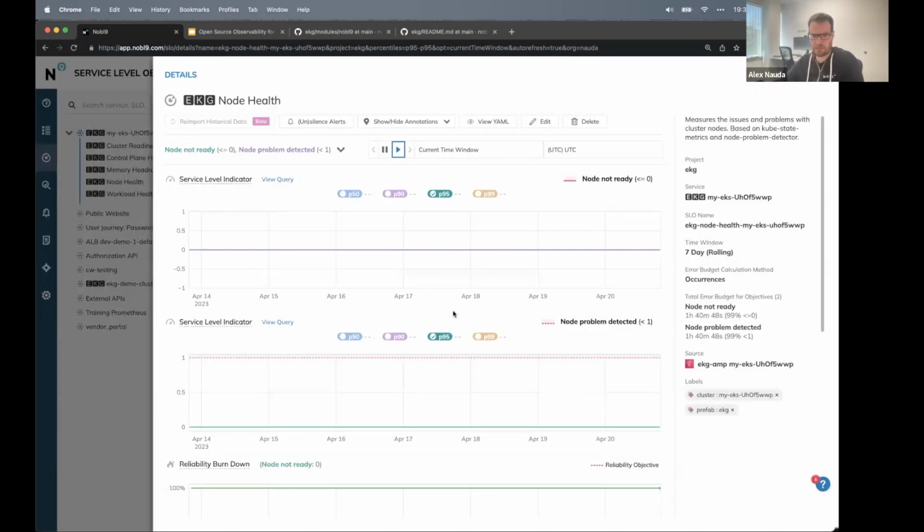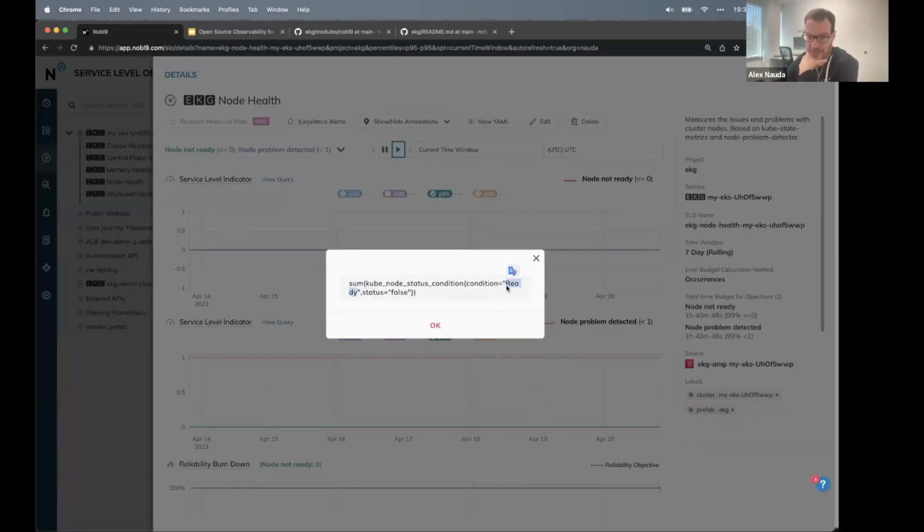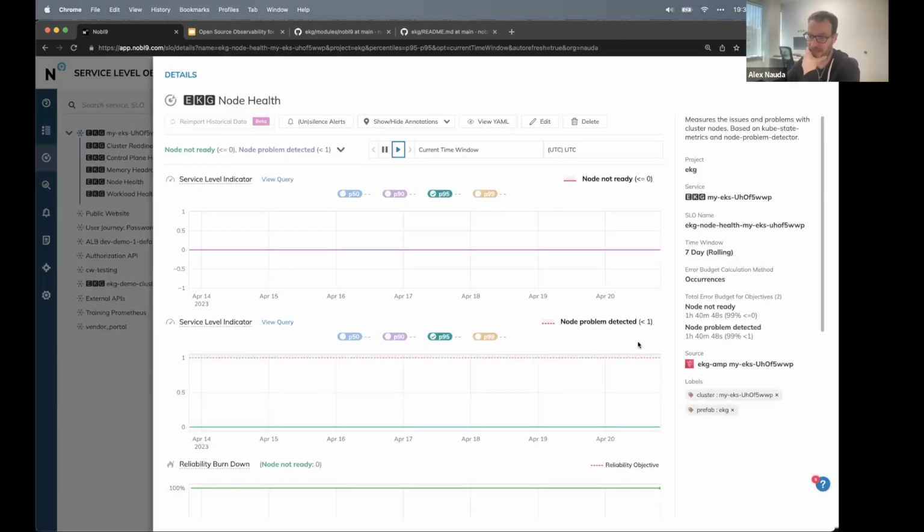Node problem detector handles a bunch of different stuff. If this reports, then it has detected one of the wide variety of problems that probably mean you have at least a bad node, and it may or may not fall out of the ready status, which is why we wrap with both of these things. Node not ready, I'm looking to stay 0, and node problem detected, I'm looking to stay less than 1, which kind of also means 0, but these are both adjustable knobs.